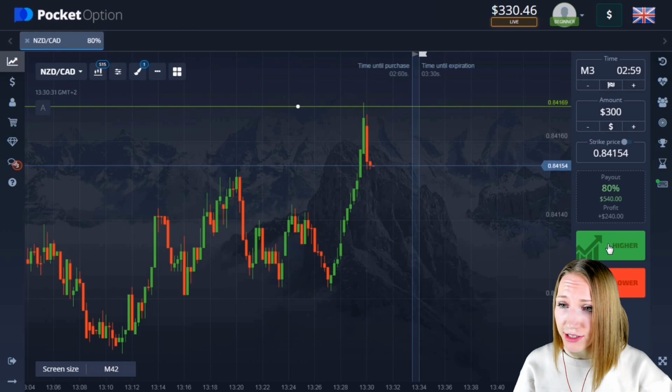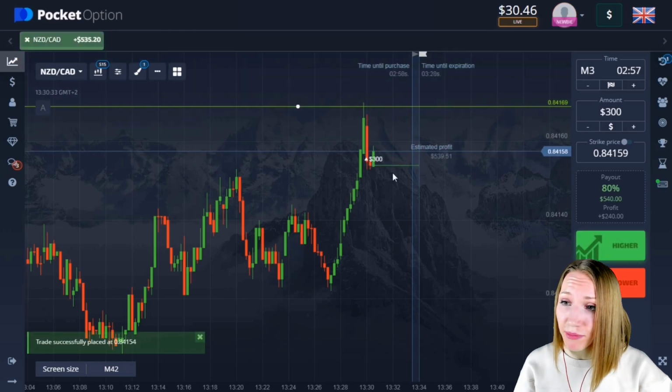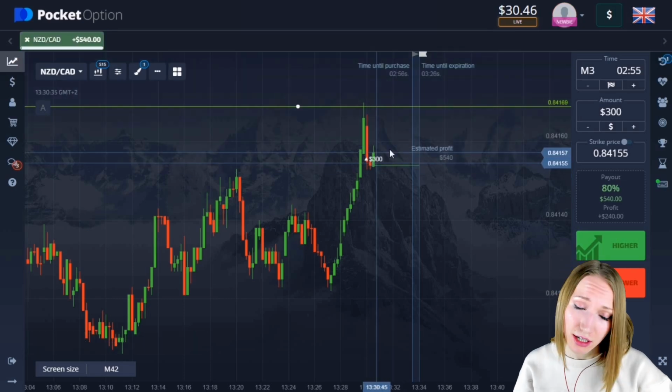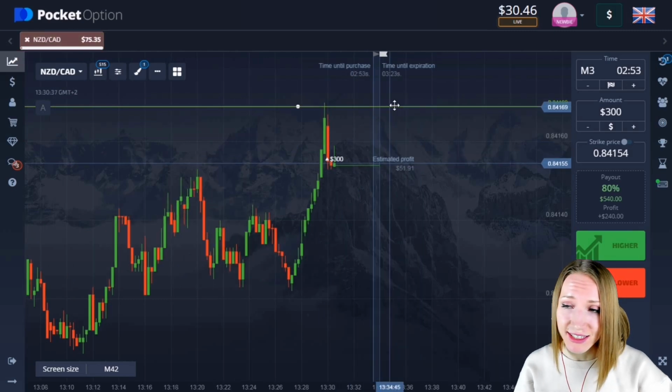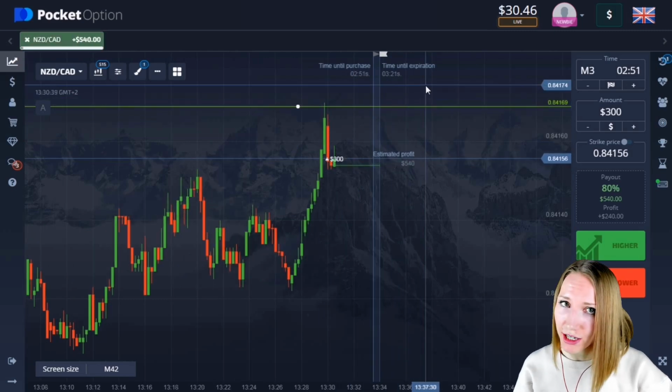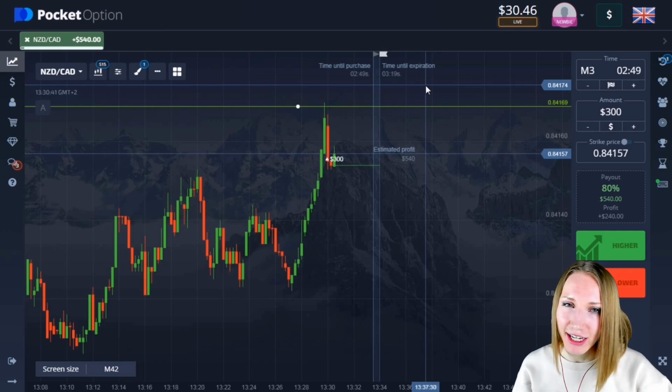I think that very soon the price will continue moving up after this rollback and will be moving to the resistance level. So we need to wait and check what can happen.